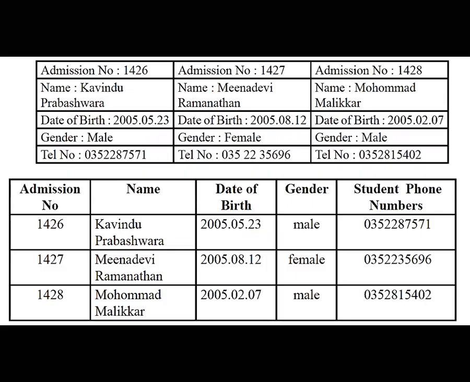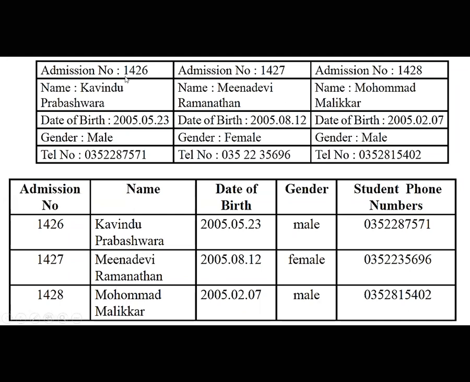So look at this example, right? You can see the first field is what? We have admission number, then we have the name, then date of birth, gender, and telephone number. Then the second person, you can see admission number, then the name, date of birth, gender, and telephone number. Then the third person, we have admission number, name, date of birth, and so on.